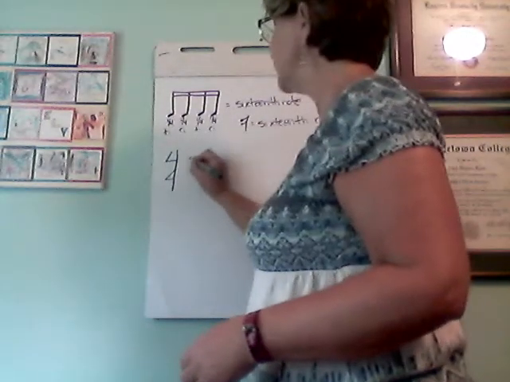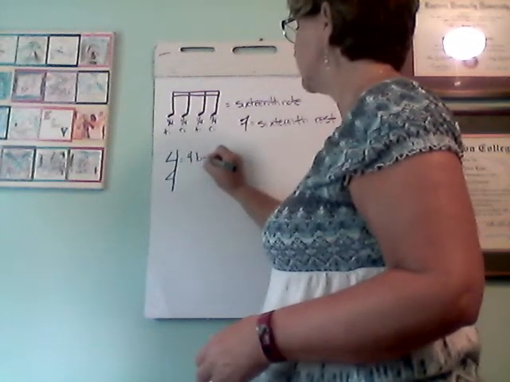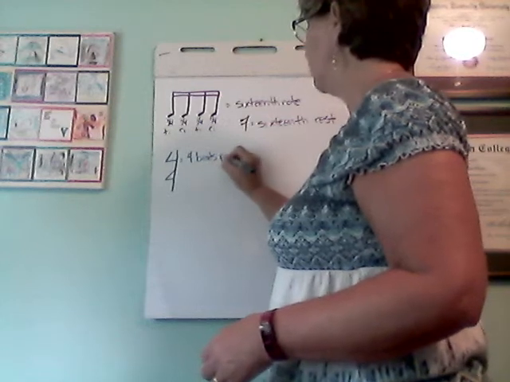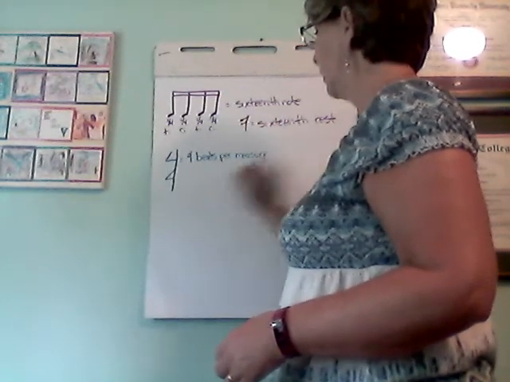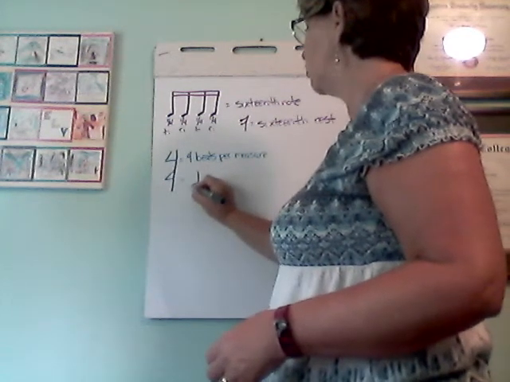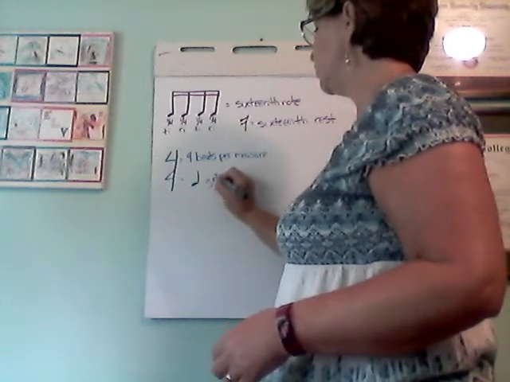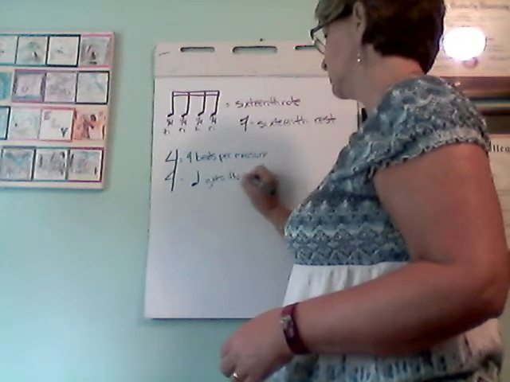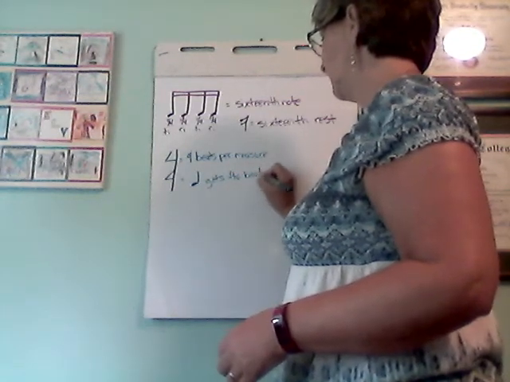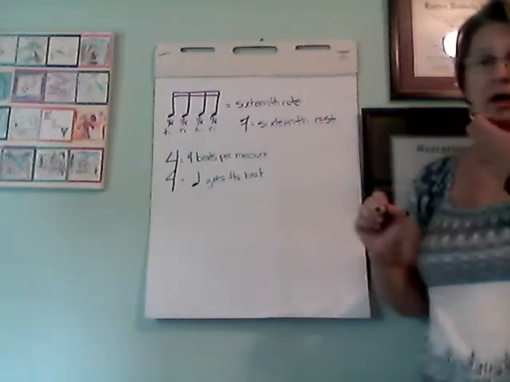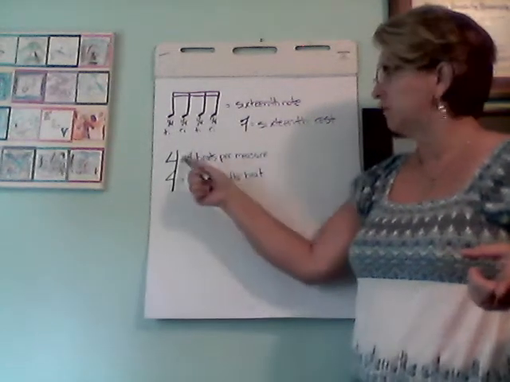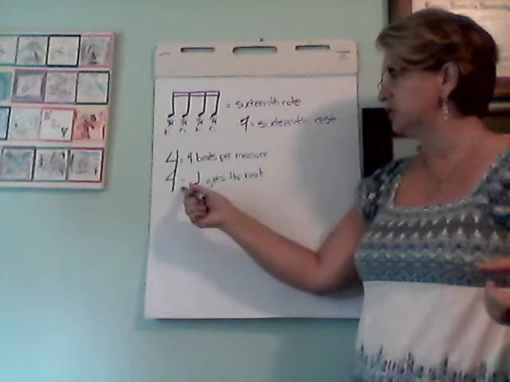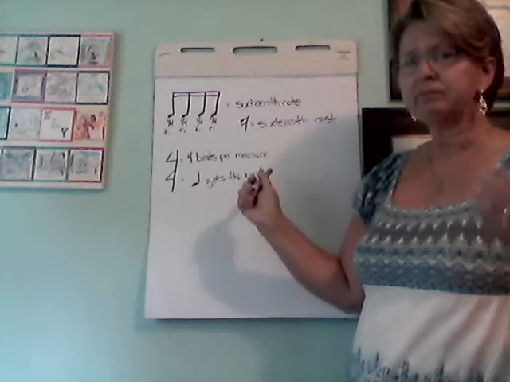Alrighty. And a time signature tells me how many beats are in each measure. So this 4 tells me that there are 4 beats per measure. And this 4 tells me that the quarter note gets the beat or the pulse. Hopefully you're remembering this. This should still be a review. 4/4 time signature. 4 beats per measure. A quarter note gets the beat.